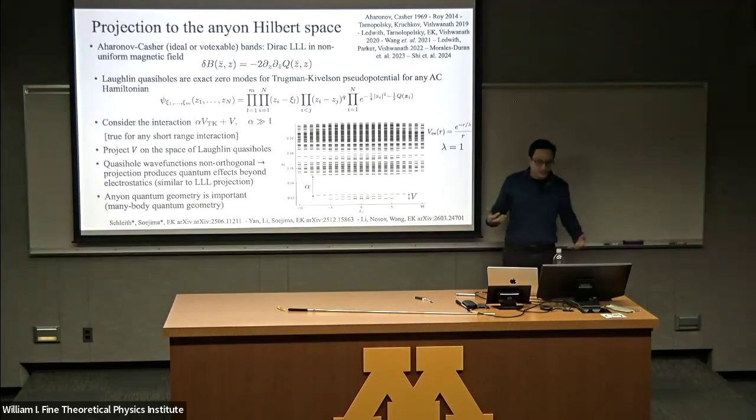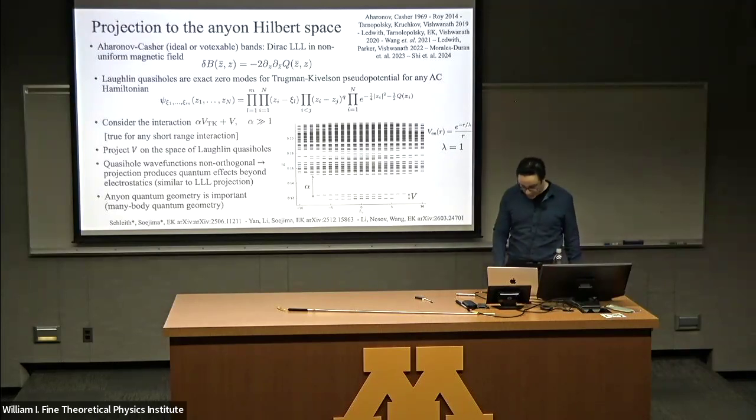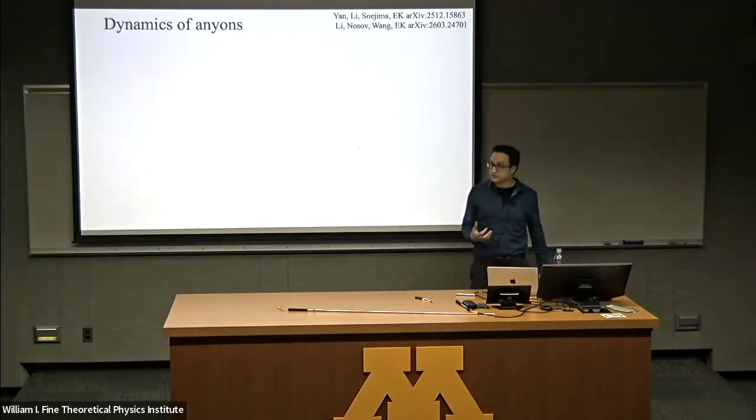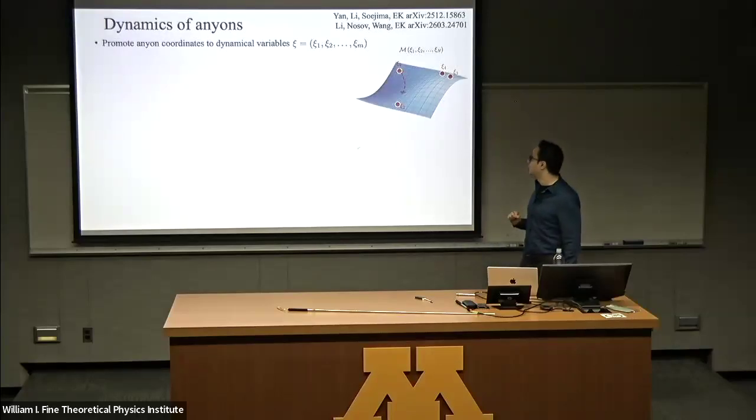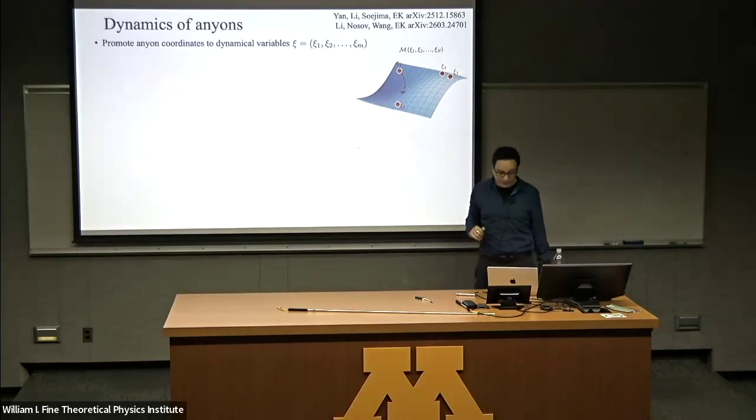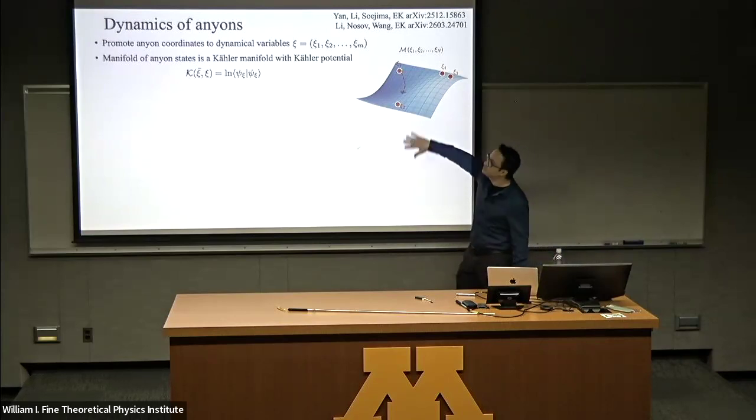Whereas usually we think of only the anyon topology, because we only think of each anyon seeing the other as a flux tube, this is really a notion of an anyon geometry, the quantum geometry of the anyon Hilbert space. So how do I perform this projection? I want to do it in a way that respects the nice analytic structure of this anyon Hilbert space. One way to do this is to think of promoting these anyon coordinates to dynamical variables, and this will give me a manifold.